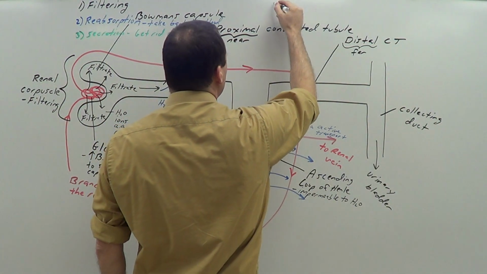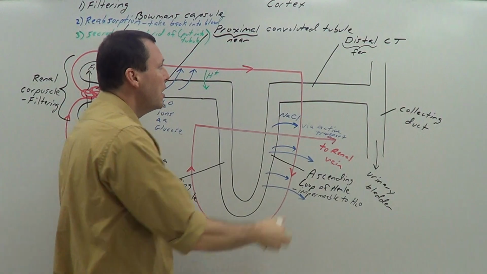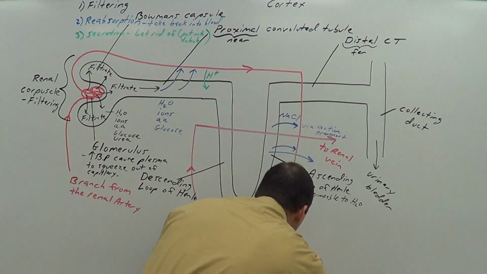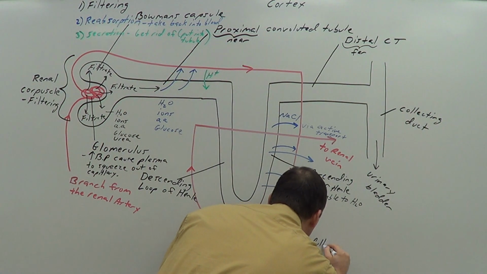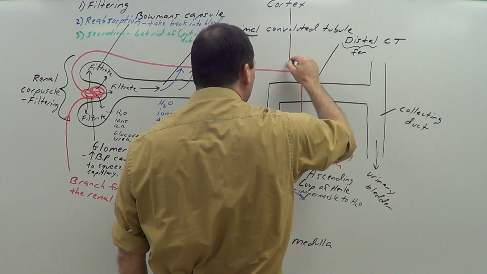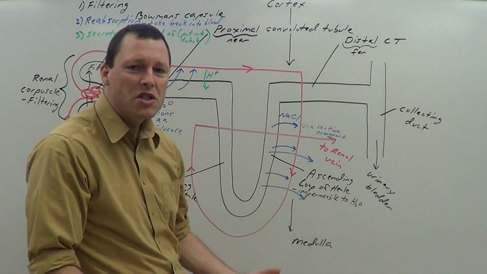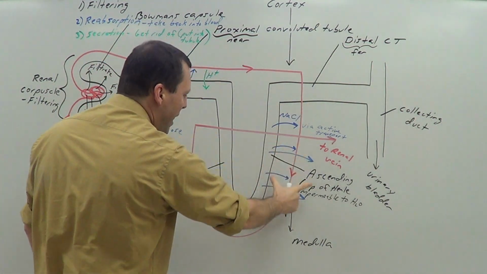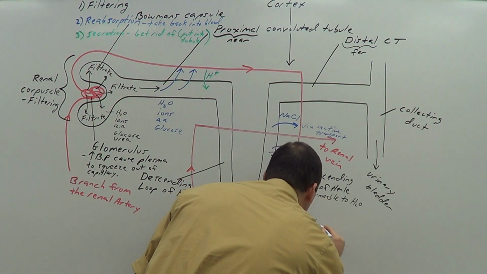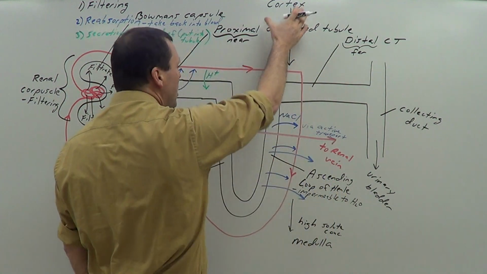And what's going to happen here, let me just give you some perspective. This is going to be the cortex up here, the cortex of the kidney, the outer part of the kidney. And down here, we're getting deeper and deeper into the kidney. This is going to be the medulla, the center of the kidney. And as we move from cortex towards the medulla, we're going to have an increasing salt concentration because of this process taking place here. So I'm going to write high solute concentration. And up here I'm going to write low.